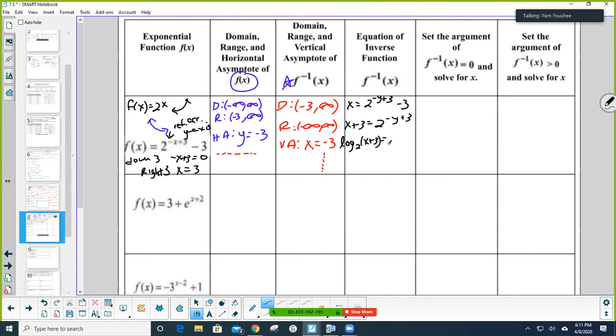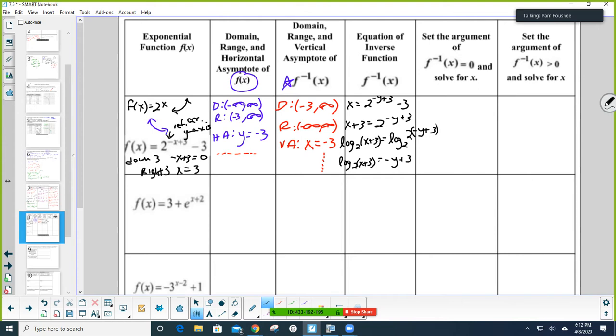And this is just basically a cheat way to get us around that exponent. Because if the base and the argument match, we just end up with log base 2 of x plus 3 equals negative y plus 3. So remember, we're trying to find our inverse.